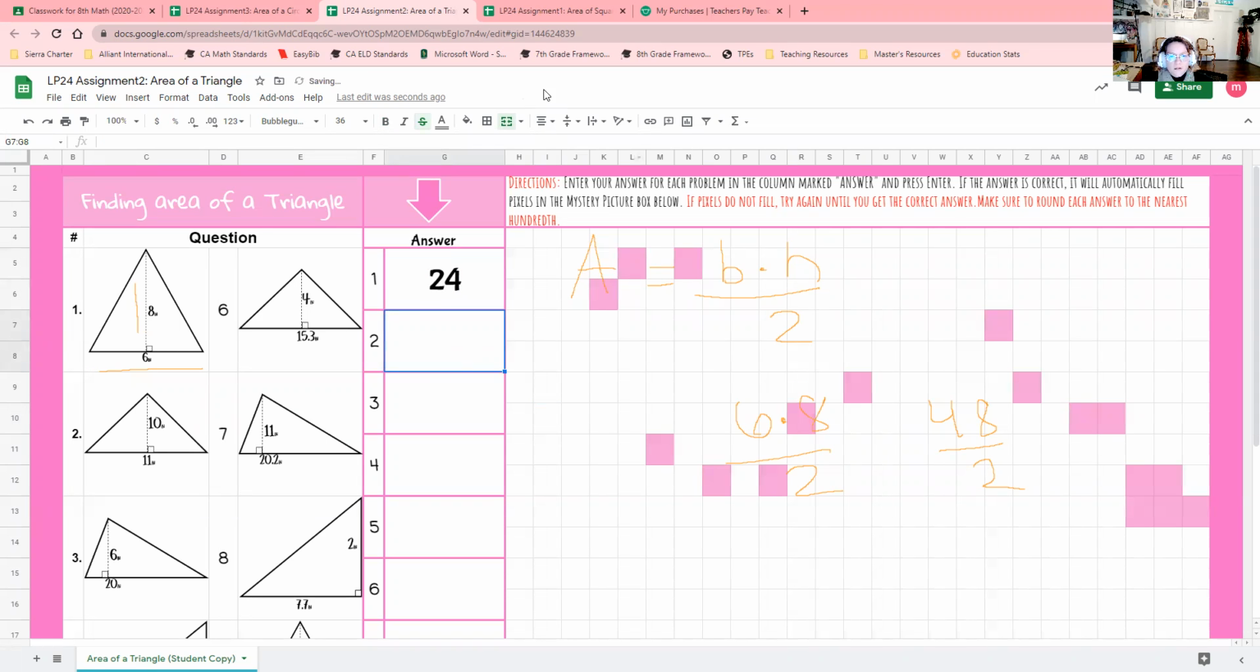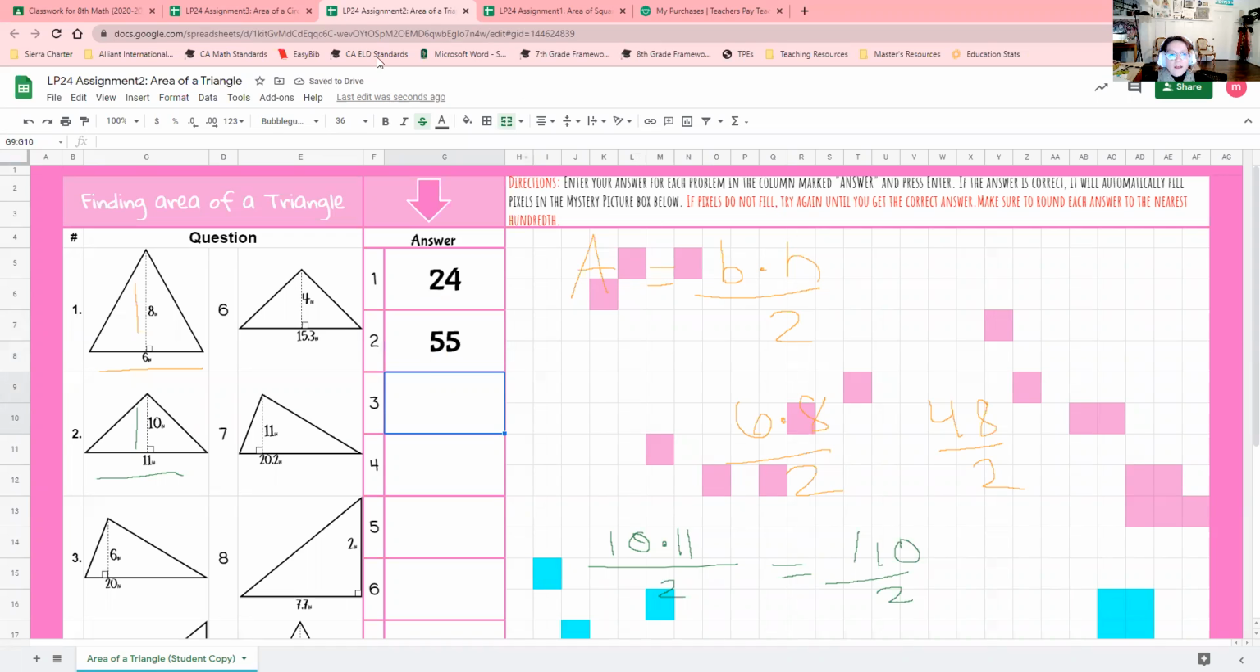Boom. Okay, you can do the same thing here for the next one. Base of 11, height of 10. 10 times 11 over 2. 10 times 11 is 110, divided by 2 gives us an answer of 55. Boom, let it think, fills in the blanks.